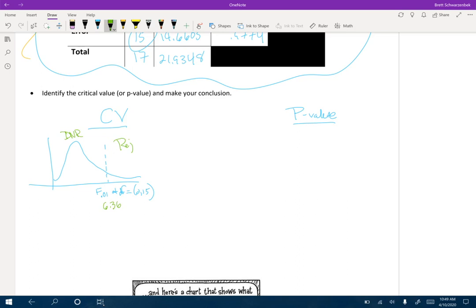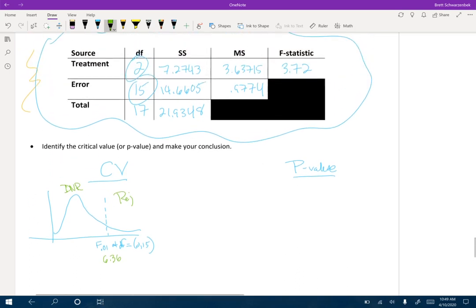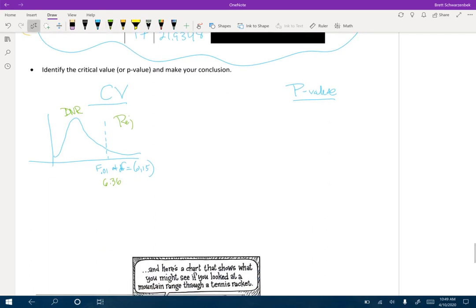So what do we do? As we always do, we take our 3.72 and we place it where it belongs. It looks like 3.72, our F statistic, is somewhere over here. So that is in the do not reject region. So that's what we write. Do not reject H naught.